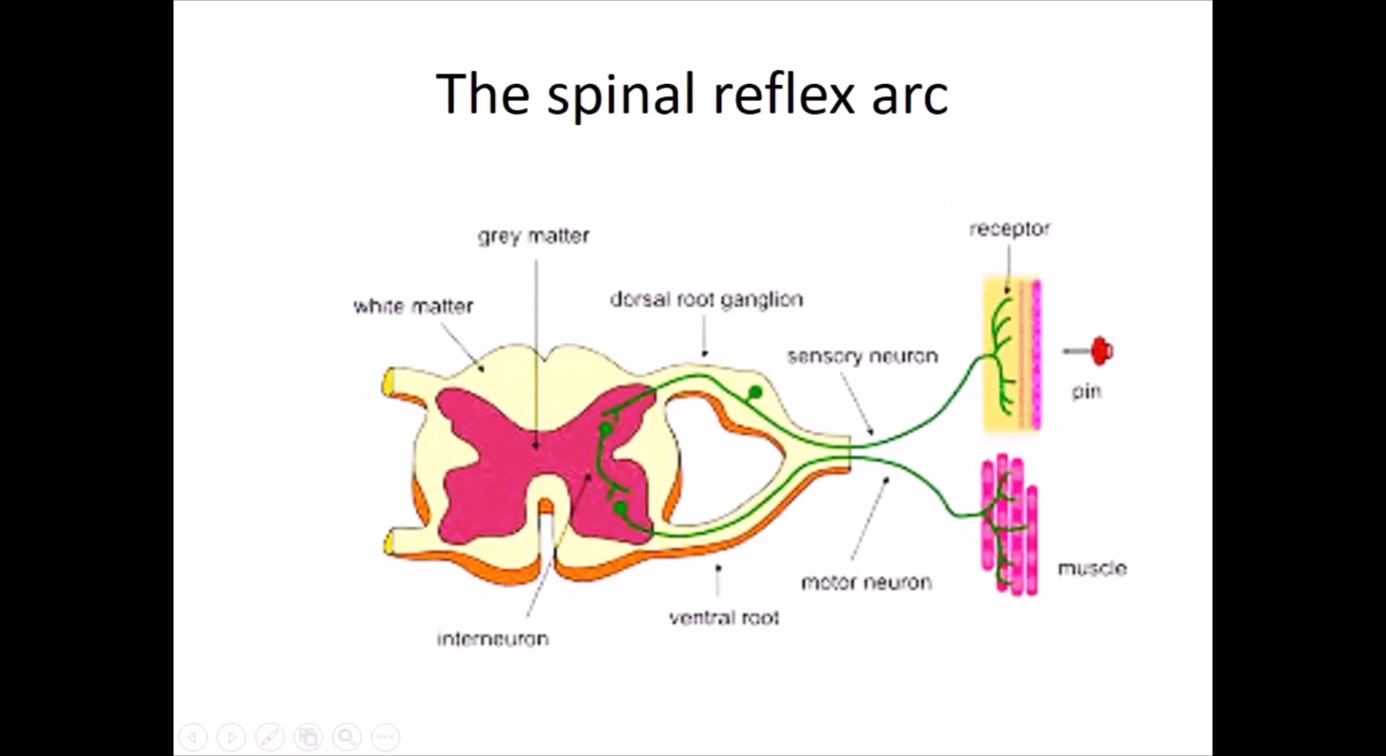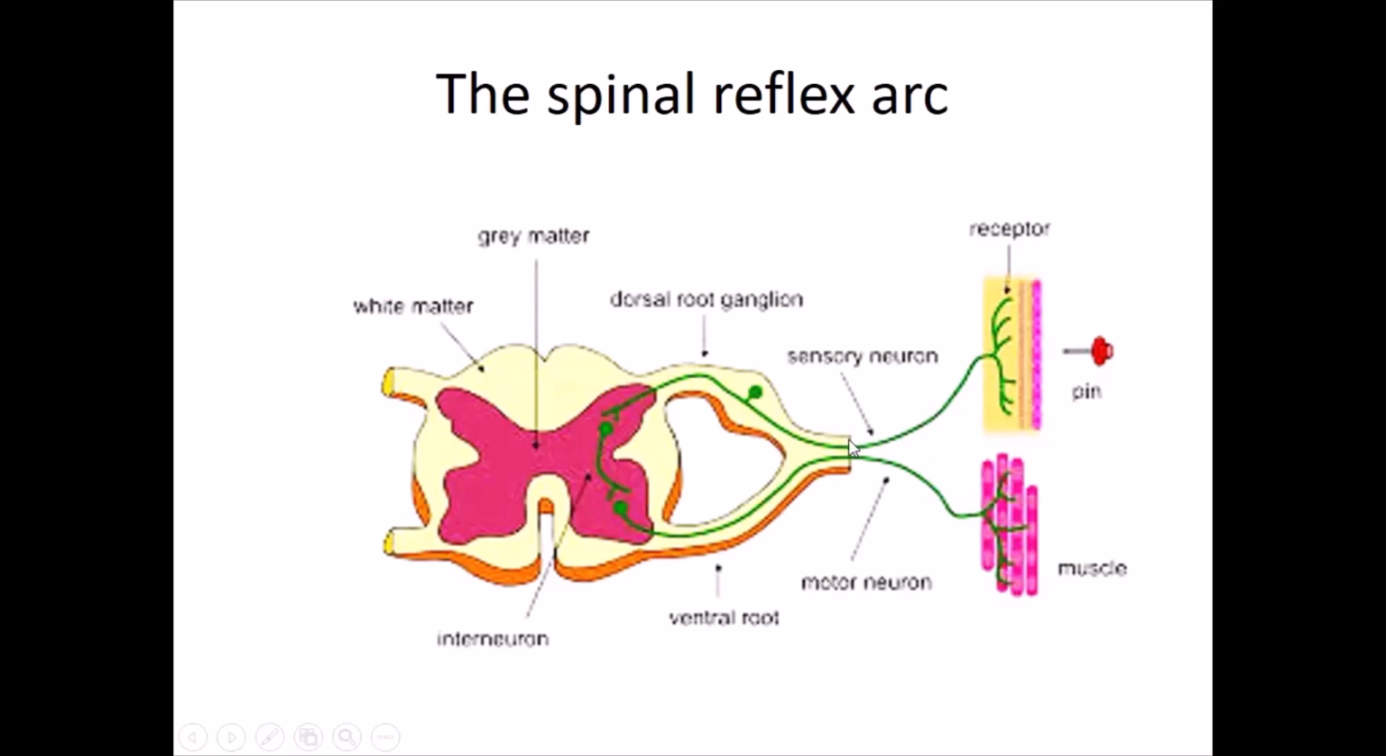Okay, so all together, we come up at the end with this diagram. This is what we call the spinal reflex arc. If we start from the stimulus, where's the stimulus? There it is, the pin. The pin acts on the receptor. It sends messages through sensory neurons through the spinal nerve.